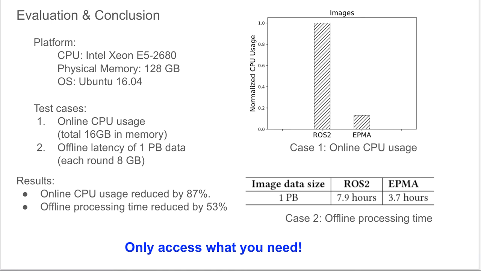The original ROS2 can only provide the function to access the whole message, and our approach is able to provide methods to access a small part of the messages.